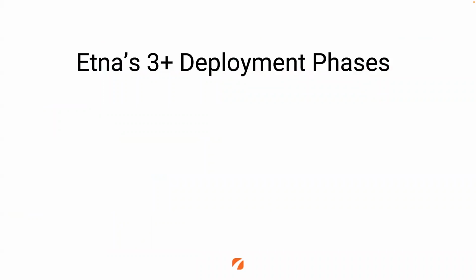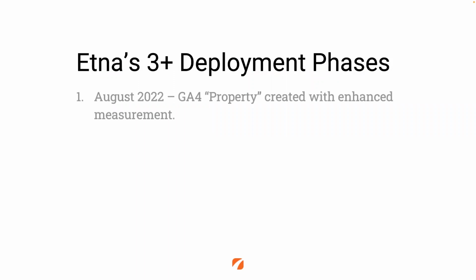The first one actually happened in August of last year. Because we knew the data wasn't going to be easily compared between UA and GA4, we wanted to help our clients begin to gather as much data as possible inside of GA4. So we deployed it in August of last year, and it's been capturing data quietly in the background in parallel to Universal Analytics all throughout that time.